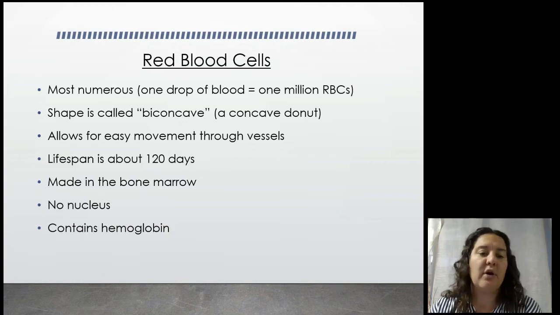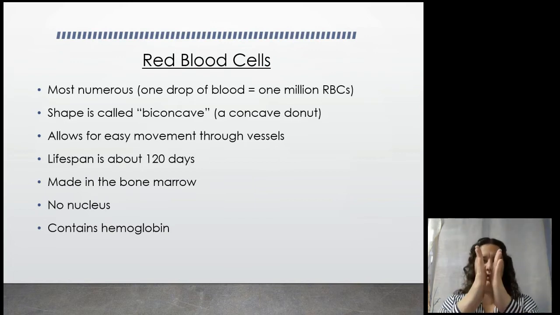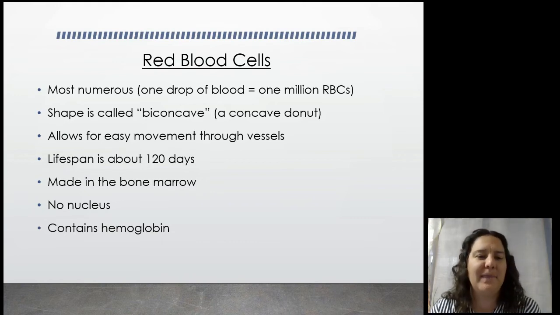So, red blood cells are the most numerous in our blood compared to platelets and white blood cells. Generally, 1 drop of blood contains about 1 million red blood cells, so like a lot. The shape of a red blood cell is biconcave, so kind of shaped like this, but then kind of round on the edge, so like a concave donut. And this allows for easy movement through the vessels. It also increases its surface area.